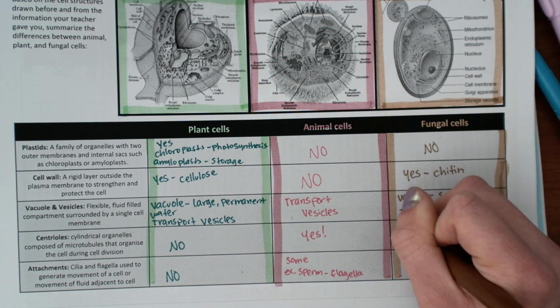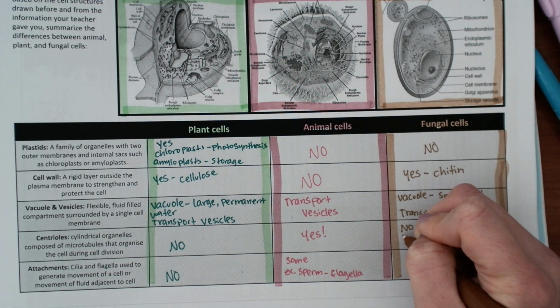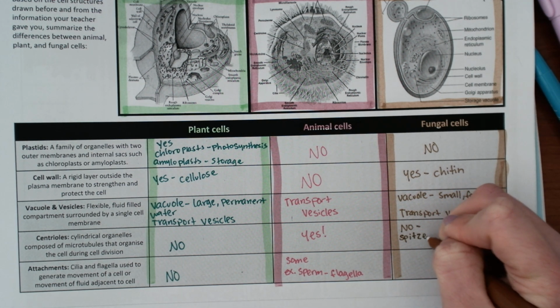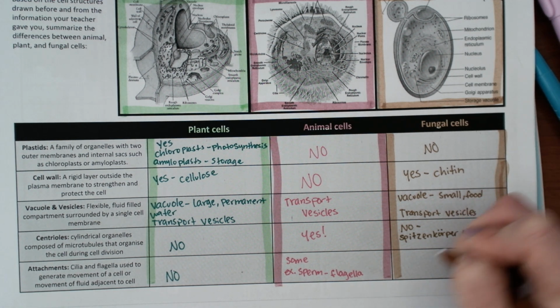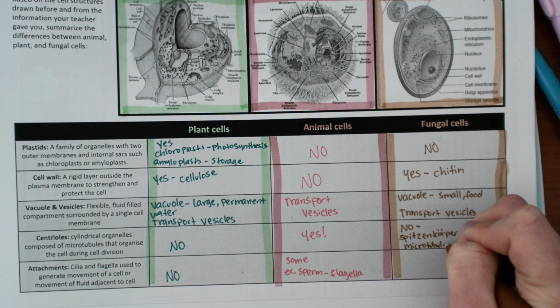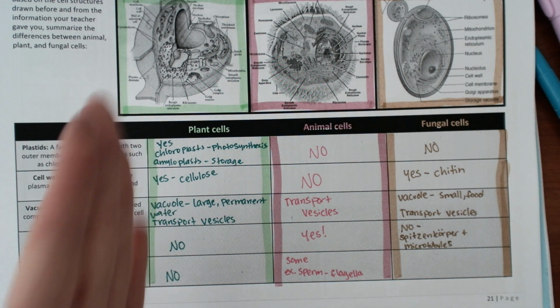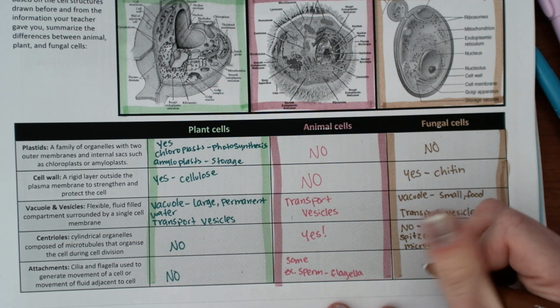They have centrioles? No. But they do have a, and I'm going to butcher this, Spitzenkörper and microtubule organizing centers, which do similar things to your centrioles. They help it to grow and reproduce and break off. Then attachments, no.